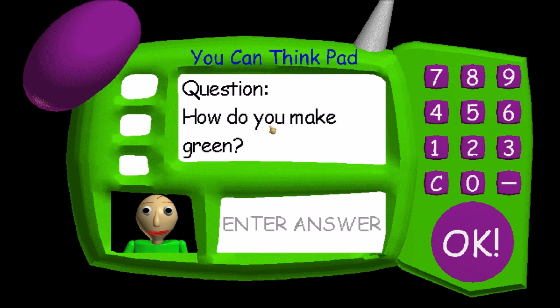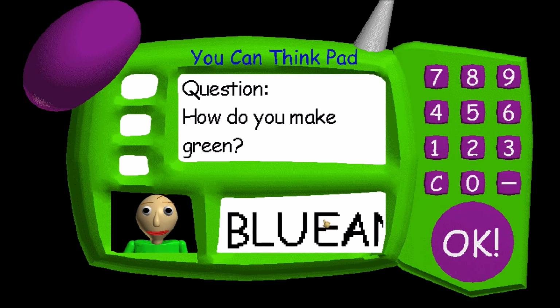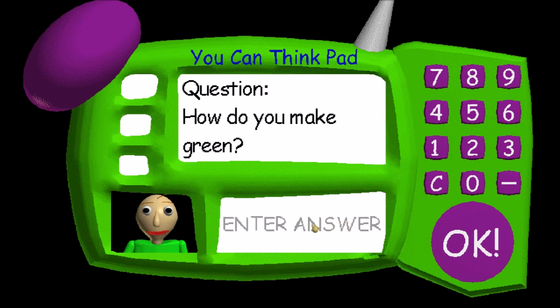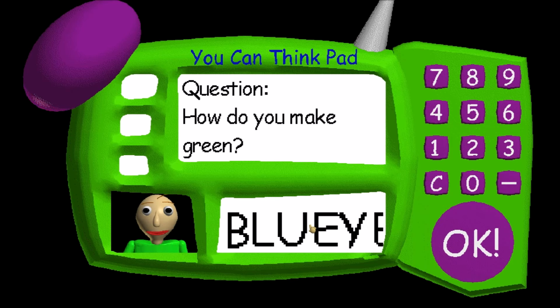Oh, so that's what Baldi has, and even the ThinkPad is green. So, how do you make green? Okay, it looks like it's going to be blue. Oh, whoa! Actually, wow, that actually is pretty good. All right, blue. And wait, what? Hold on a second. Am I doing this right? How do you make green, blue, yellow?